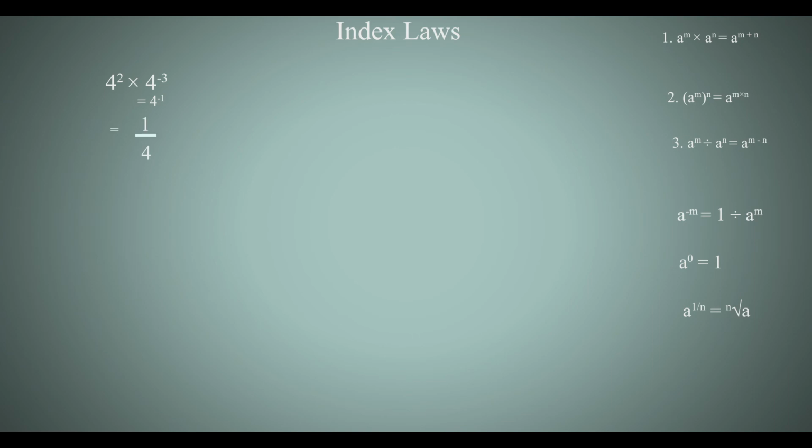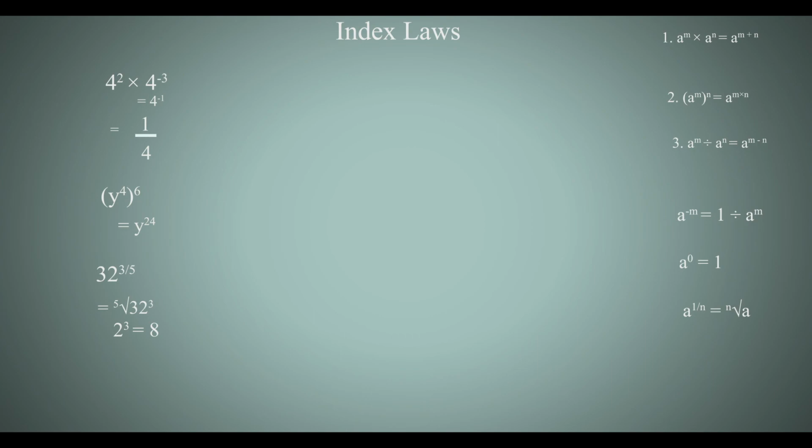So now let's say we have in brackets y to the power of 4, all to the power of 6. And we know that if we have an index in brackets and an index outside of brackets, we have to multiply them. So 4 times 6 is 24, so we get y to the power of 24 as our simplified answer. Then finally, let's say we have 32 to the power of 3 over 5. Now we know that that can also be written as the fifth root of 32 cubed, or to the power of 3. So the fifth root of 32 is 2, and 2 cubed is 8. So the answer to that will be 8.